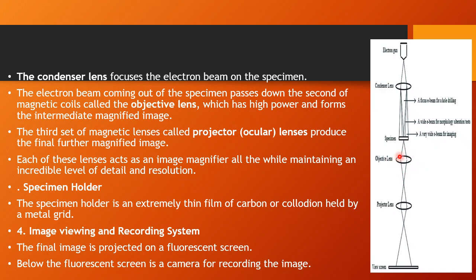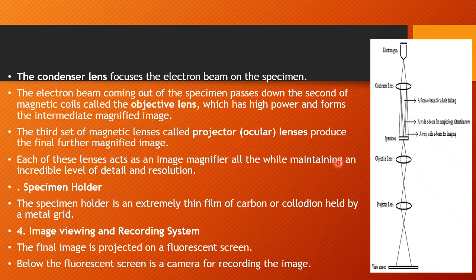From the objective lens, the electron beam moves on to the third set of magnetic lenses, which is called the projector lens or ocular lens, which further produces a good magnified image. As the electron beams pass through these lenses, the magnification increases and increases, and it gives you a good magnified image in the final step, with good resolution.